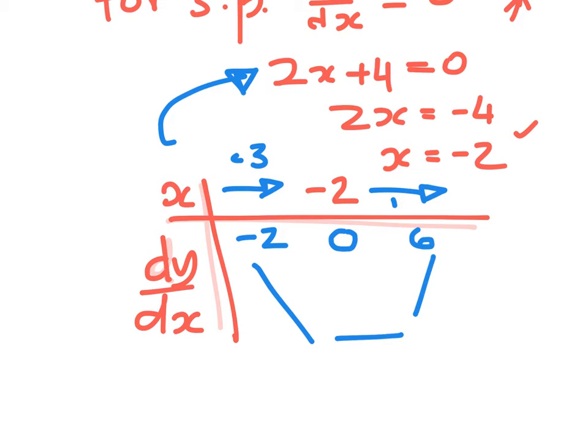Positive gradient. So you've got this shape here, and that shape, if you remember back to what we did a few minutes ago, is a minimum turning point.